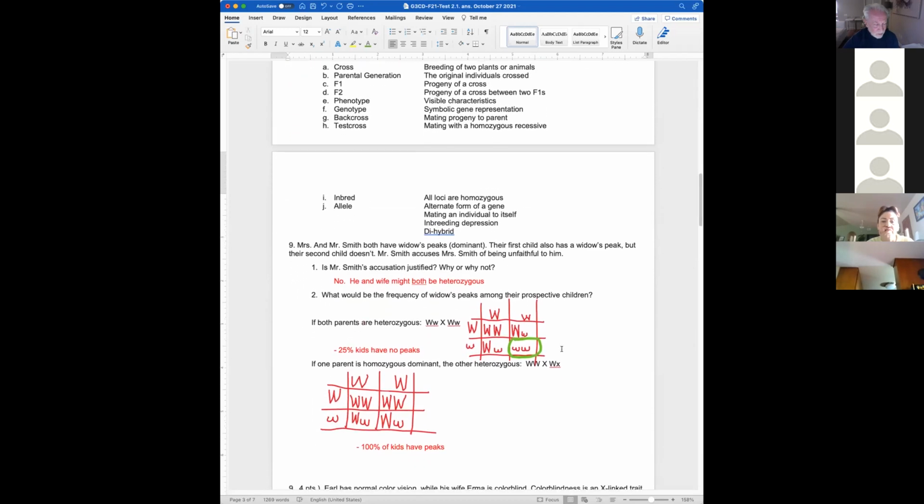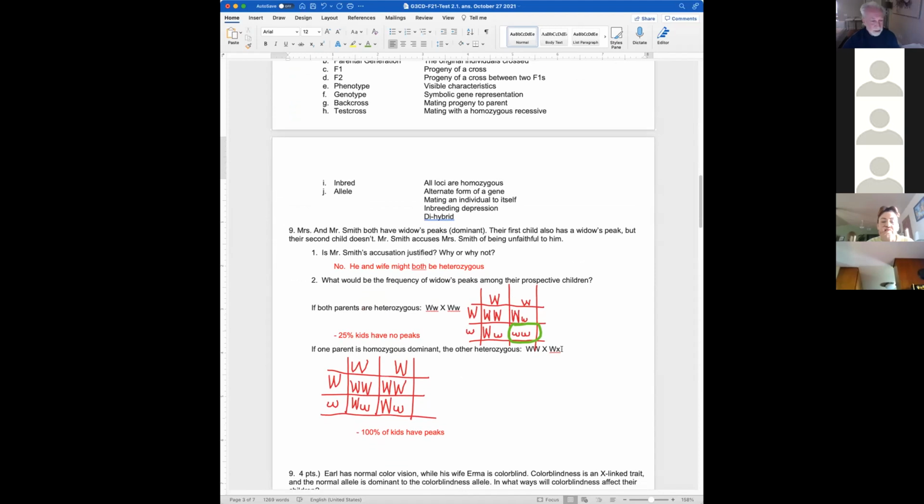Then we have a couple of Mendelian genetics problems. First is about Mr. and Mrs. Smith. They both have widow's peaks, which is a dominant trait, we're told. Their first child has a widow's peak, but the second one doesn't. And Mr. Smith raises an eyebrow about that. He wonders about Mrs. Smith. Is his accusation justified? Why or why not?